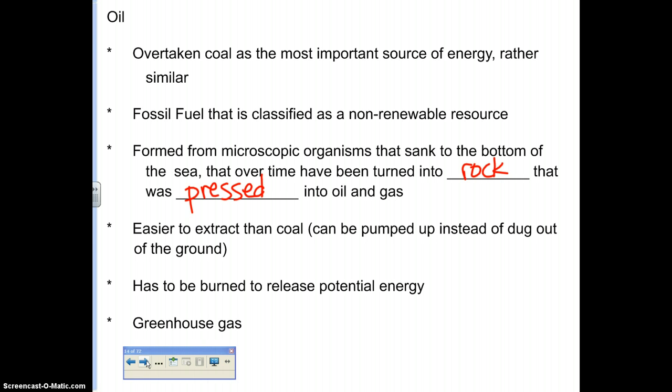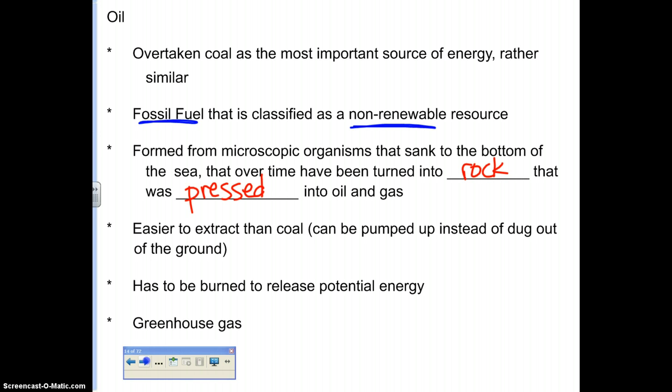Oil now. So you just talked about coal, now we're going to talk about oil. It's like the next layer up if you were digging a nice core into the earth. Overtaking coal as the most important resource of energy, rather similar to each other. Oil is a fossil fuel that is classified as a non-renewable resource. Once it's gone, you can't get it back. Formed from microscopic organisms that sank to the bottom of the sea, that over time have been turned into rock that was pressed into oil and gas. So you would have coal at the bottom layer, oil in the next layer, gas on the top layer.